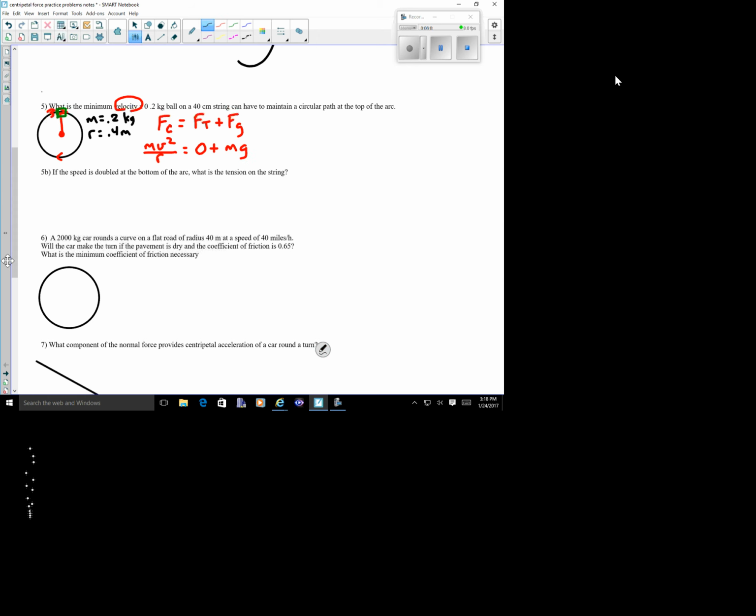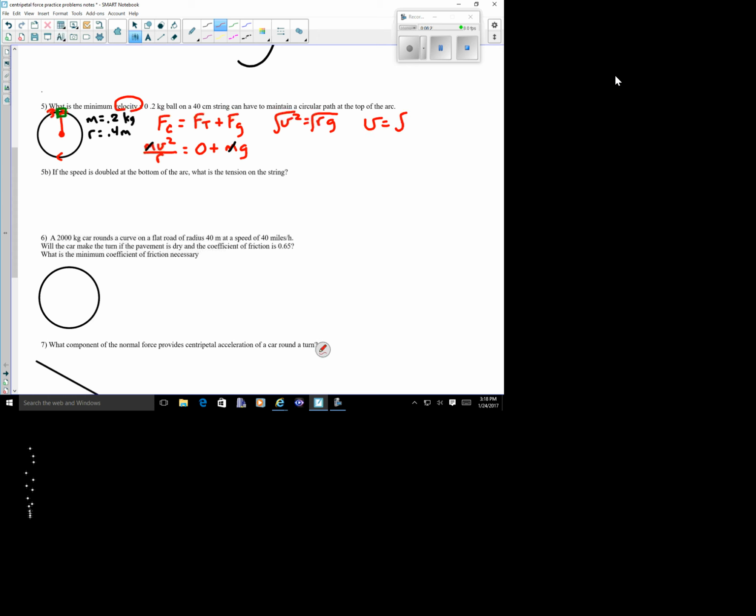And so if I want to find out what v is, let's multiply both sides by r. So now I'm going to have v squared equals r times g, because 0 goes away. I multiply both sides by r. And now you've got to get the v by itself by taking the square root of both sides. So v equals the square root of r times g.